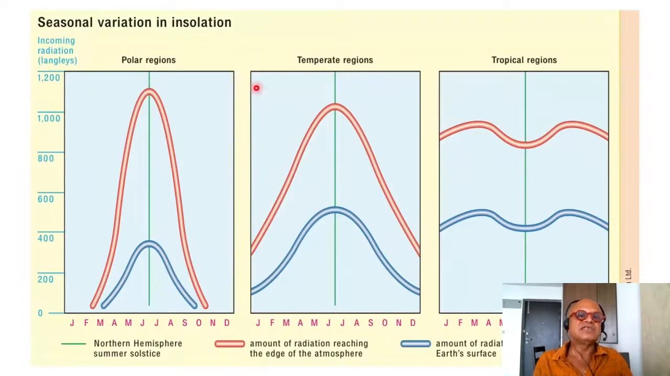So, seasonal variations in insolation, just repeating ourselves: the amount of radiation reaching the edge of the atmosphere in the polar regions is maximum in the northern hemisphere. So we have to be careful. This is the northern hemisphere, so you are peaking in the northern summer, and then it should go to 0 in the winter time, and the radiation reaching the Earth's surface is going to be affected by all the greenhouse effects that we talked about. So again, you have this peak in the summer and minimum in the winter.